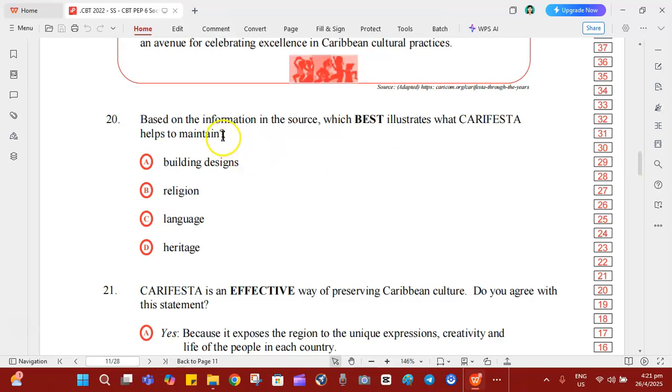Number 20. Based on the information in the source, which best illustrates what CariFesta helps to maintain? A says building designs, B, religion, C, language, D, heritage. It's heritage. It helps with heritage.